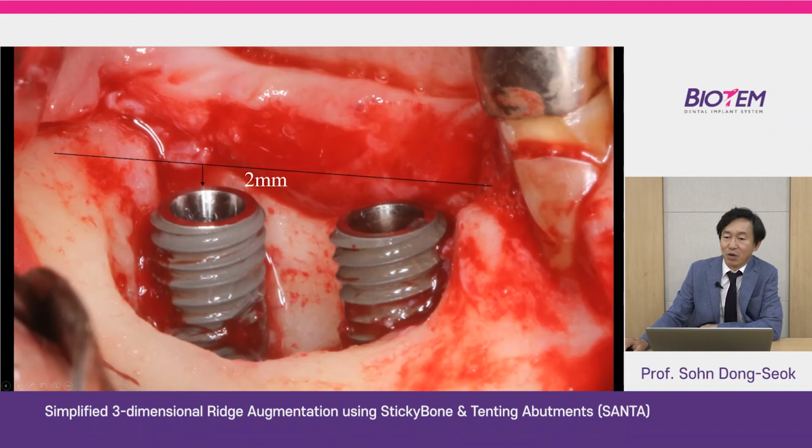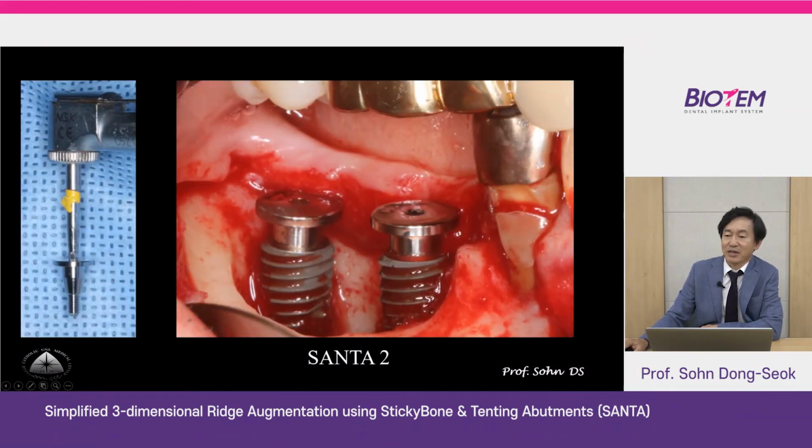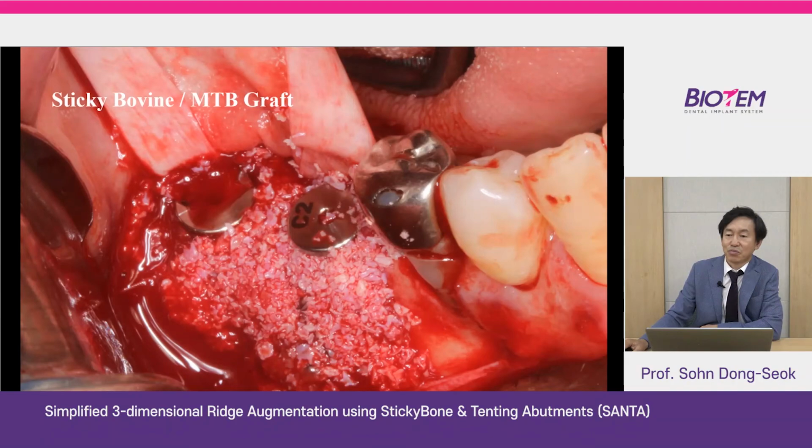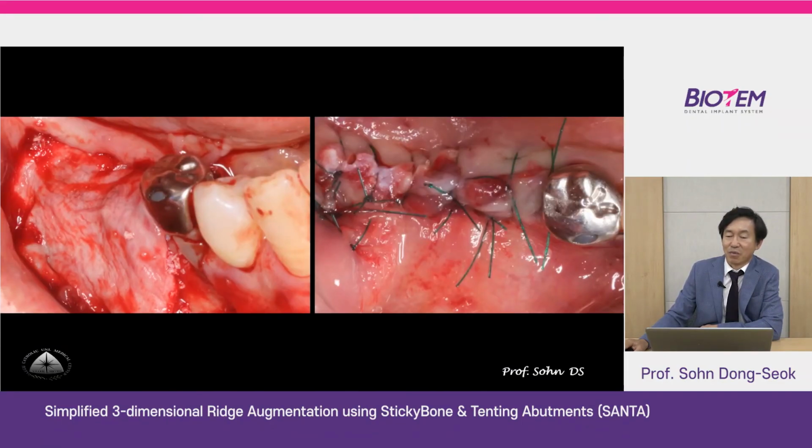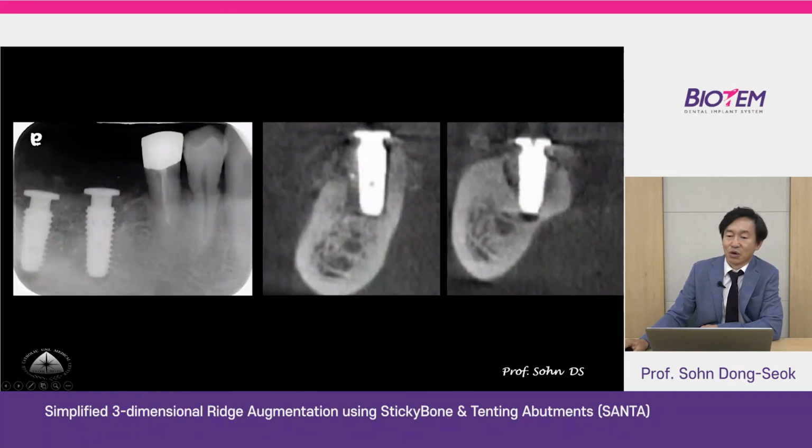As I mentioned before, when you do vertical augmentation with the tenting abutment, the tenting implant should be placed 1 or 2 mm deeper than the proximal bone height. And Santa 2 was placed to allow the overgrafting and to prevent the collapse of bone graft material during healing periods. The mixture of sticky tooth bone and bovine bone was grafted, and the collagen membrane was placed without a stabilization technique, and primary wound closure was done.